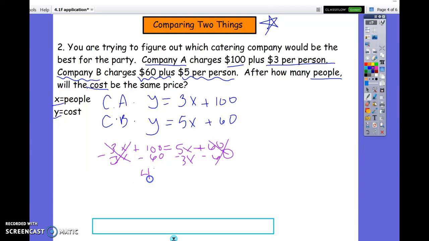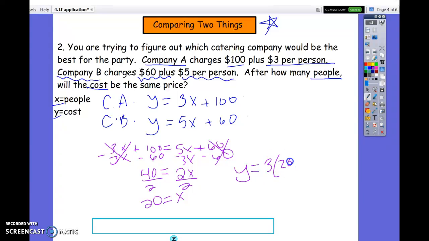So 100 minus 60 leaves us with 40. 5x minus 3x leaves us with 2x. And when we divide, we find that 20 equals x. So we know after 20 people, they're both going to cost the same. So we can take that 20 and plug it into either of these equations. I'm going to pick the top one just because.